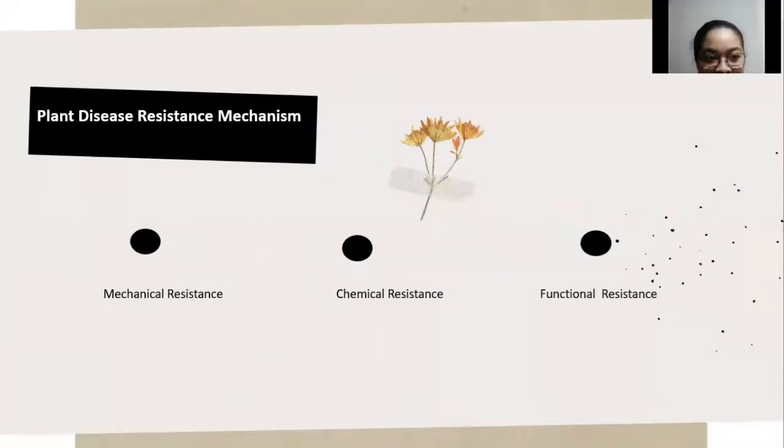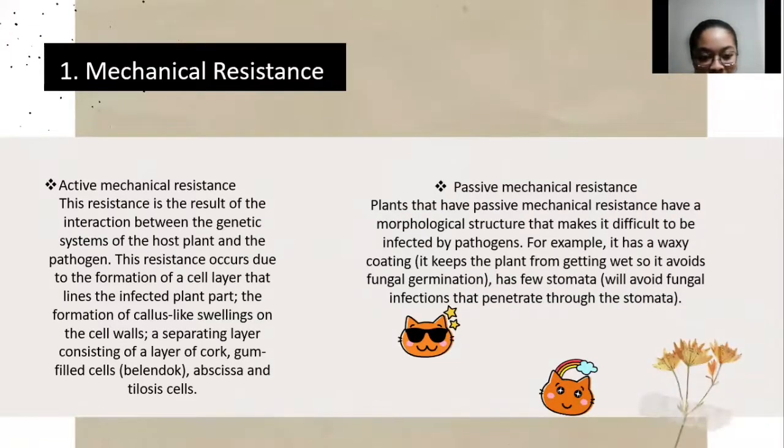There are three plant disease resistance mechanisms. Number one, mechanical resistance. Number two, chemical resistance. And number three, functional resistance. Number one, mechanical resistance. Active mechanical resistance.